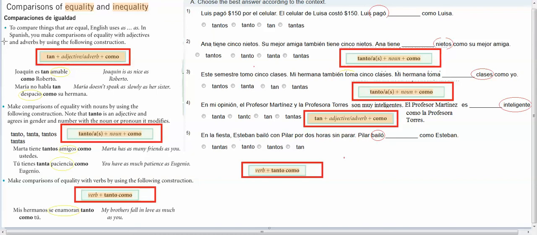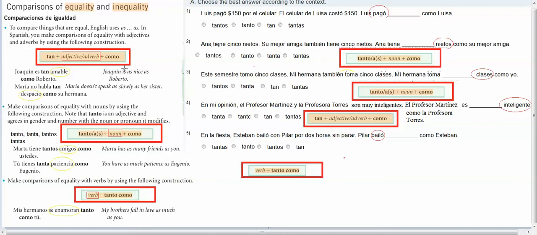Okay, so I'm going to go ahead and talk to you about comparisons, and we're going to start with comparisons of equality, in which we're saying that something is equal between two people, and there's three different types that we're going to look at. We are going to look at making comparisons with adjectives and adverbs, nouns, and verbs. So in the first example with adjectives and adverbs, we've got Joaquin is as nice as Roberto.